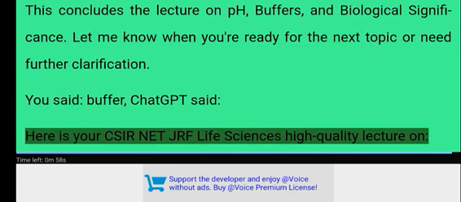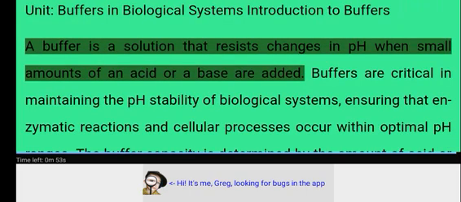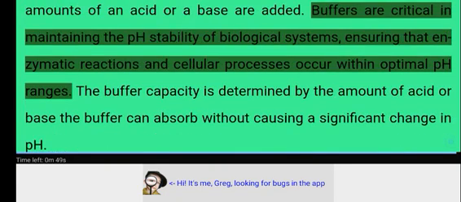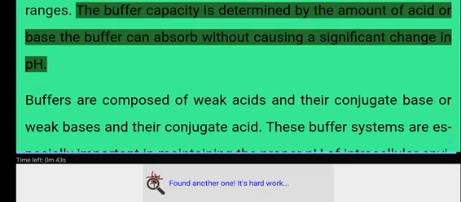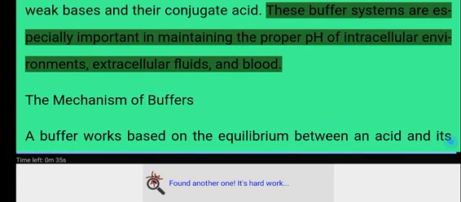Here is your CSIR NET JRF Life Sciences high-quality lecture on the unit Buffers in Biological Systems. Introduction to buffers. A buffer is a solution that resists changes in pH when small amounts of an acid or a base are added. Buffers are critical in maintaining the pH stability of biological systems, ensuring that enzymatic reactions and cellular processes occur within optimal pH ranges. The buffer capacity is determined by the amount of acid or base the buffer can absorb without causing a significant change in pH. Buffers are composed of weak acids and their conjugate base, or weak bases and their conjugate acid. These buffer systems are especially important in maintaining the proper pH of intracellular environments, extracellular fluids, and blood.